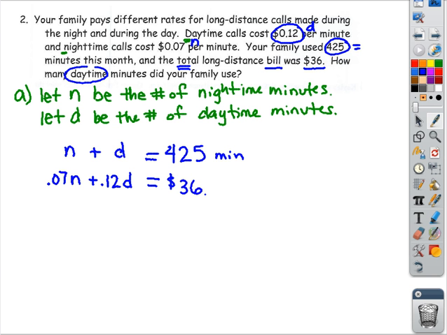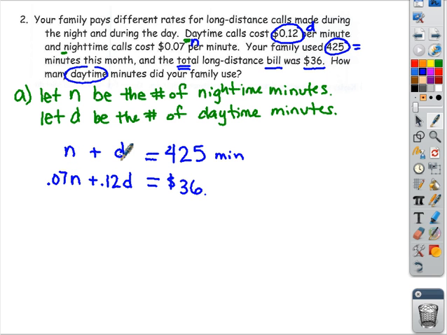Okay. So you should have gotten this. If you didn't, let's talk about why. Here we're talking about money, money, money. We want to make sure it's 0.07. We're talking about 7 cents and 12 cents. If you just said 7, that would represent $7. So be very careful that you have your decimal place where it needs to be.